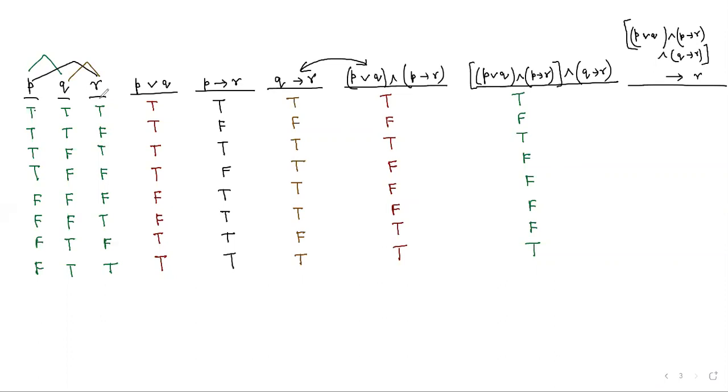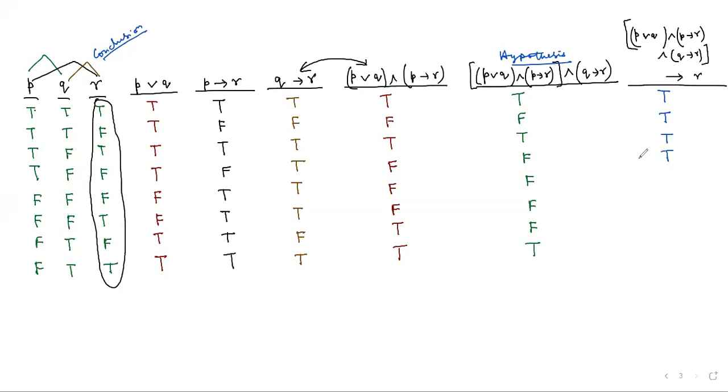Okay, so we have to consider this column now. This column is my conclusion column, and this column is my hypothesis column. So let us check. Hypothesis is true, conclusion is true. Hypothesis is false, conclusion is false. Hypothesis is true, conclusion is true. Hypothesis is false, conclusion is false. Hypothesis is false, conclusion is false. Hypothesis is false, conclusion is true. Hypothesis is false, conclusion is false. Hypothesis is true, conclusion is true.